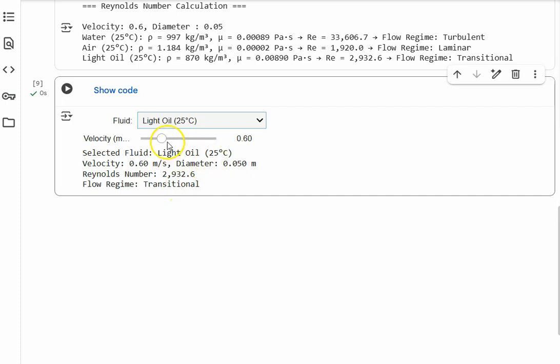Now here we can change the velocity. If I change velocity, you can see that Reynolds number will change, and along with it the flow regime also changes. So you can do it like that. With the slider you can change the velocity, and based on that you can get the different flow regime. That's it. We have learned how to compute Reynolds number and interpret the flow regime.